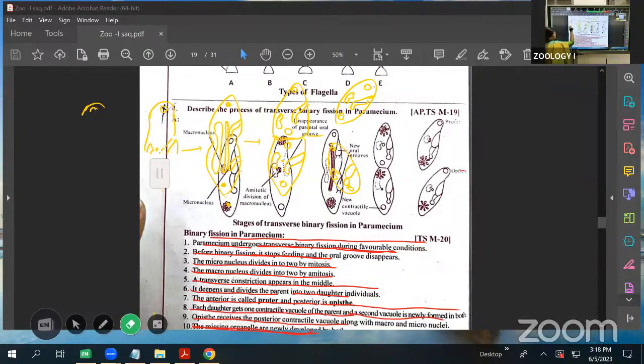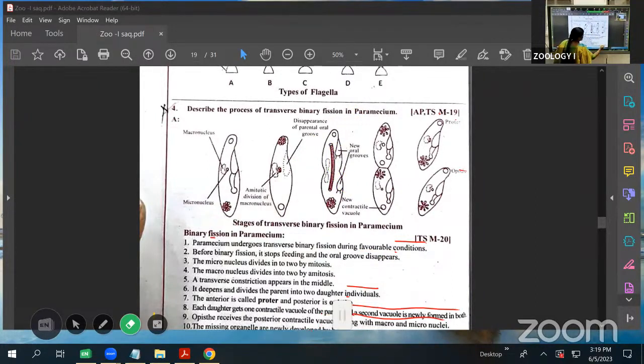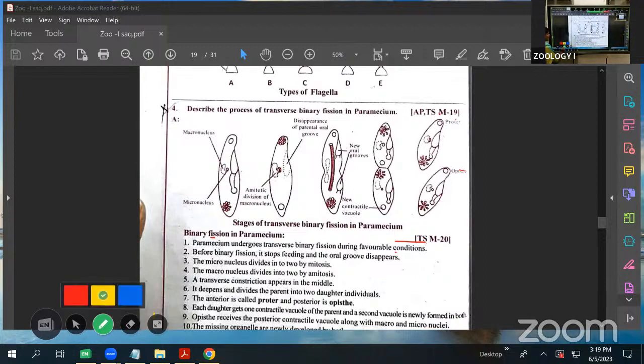Sorry, longitudinal binary fission. Normally, there is a simple technique in the transverse binary fission and the longitudinal binary fission. First, the nucleus divides. Afterwards, the cytoplasm. Depending upon the side of the cytoplasmic division, we call it transverse binary fission or longitudinal binary fission.